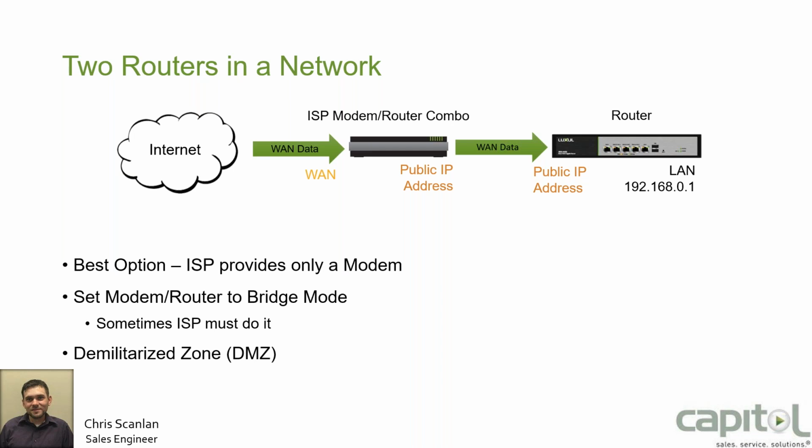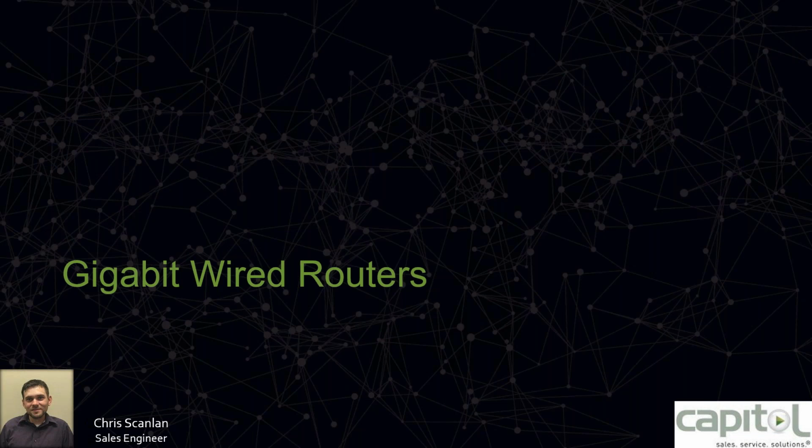That is the third option, and this is from best, better, and good. DMZ should fix most of your issues. Okay, it's better to do bridge mode. It's best to just get a standard modem from the ISP, and that should fix your double NAT issue.